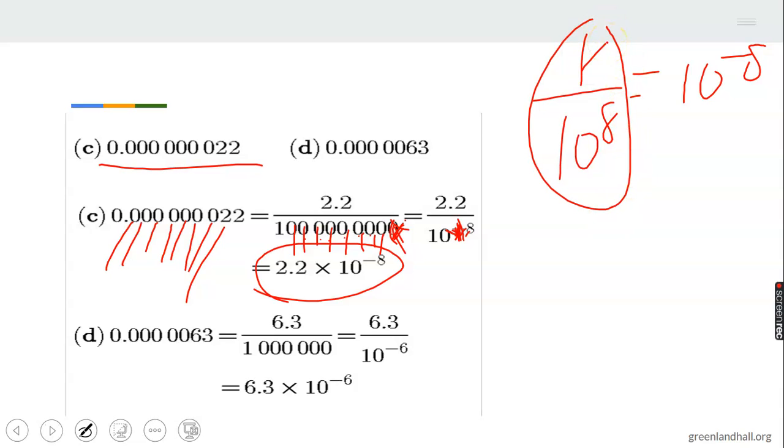Now we have this also. 1, 2, 3, 4, 5, 6. 6.6 times 10 raised to power minus 6. That is how to express a decimal fraction in standard form.